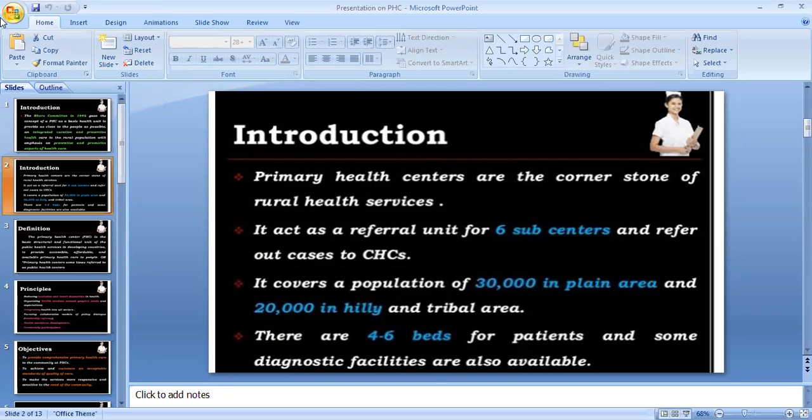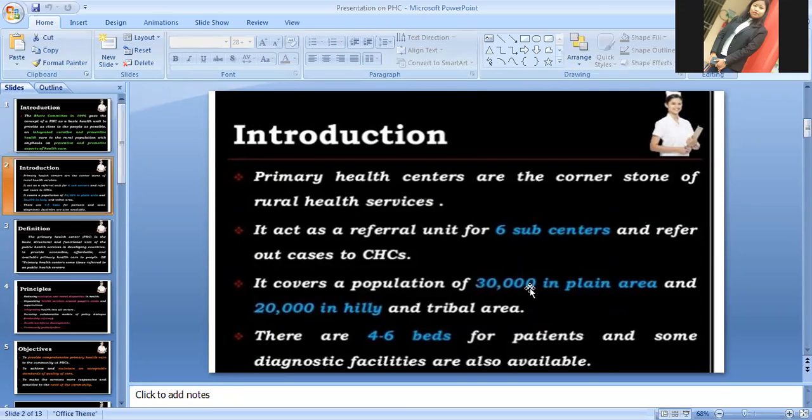Now you have to go and search for one sub-center, how many people, and for one primary health center, how many people. I have already mentioned this, but I am asking because I want you to check by yourself in books. The population is 30,000 for plain areas, but in hilly areas 20,000 people can use one primary health center. But in plain areas like where we are staying, 30,000 people can use one primary health center.